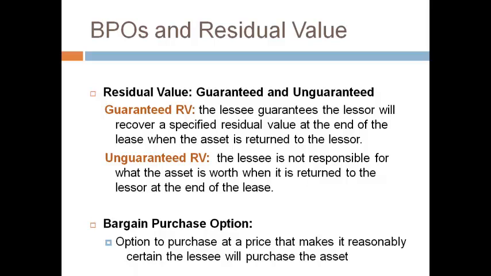An unguaranteed residual value means that the lessee has no obligation for the fair market value of the asset at the end of the lease. The lessee is obligated only to return the asset to the lessor. A bargain purchase option allows the lessee to purchase the asset sometime during the term of the lease at a price that the lessee would not turn down. It is assumed that the lessee will purchase the asset at the bargain purchase price.